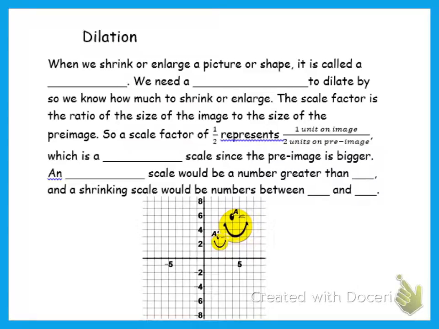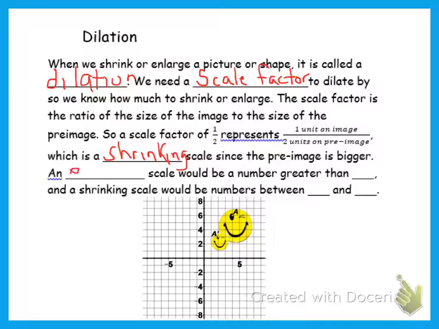When we shrink or enlarge a picture or shape, it's called a dilation. We need a scale factor to dilate by, so we know how much to shrink or enlarge. The scale factor is the ratio of the size of the image to the size of the pre-image. So a scale factor of 1/2 represents 1 unit on the image to 2 units on the pre-image, which is a shrinking scale, since the pre-image is bigger.